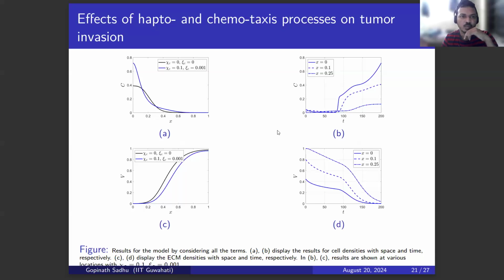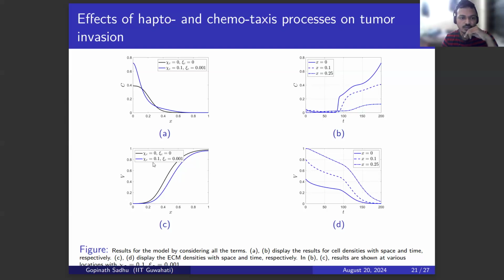And also we have taken both of them, haptotaxis and chemotaxis, all these things are put in here. So we can see that when the chemotaxis coefficient and haptotaxis coefficient are ignored, only diffusivity is present. And when all these things are present here, there is a huge change in the cancer cell density at the tumor site, and their temporal distribution at various locations is also observed.